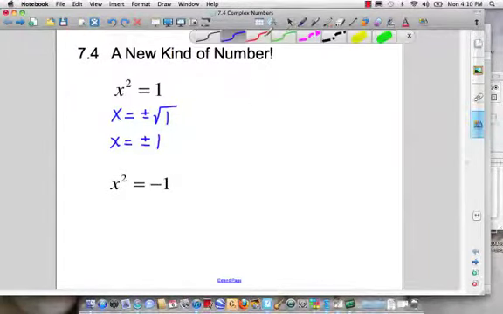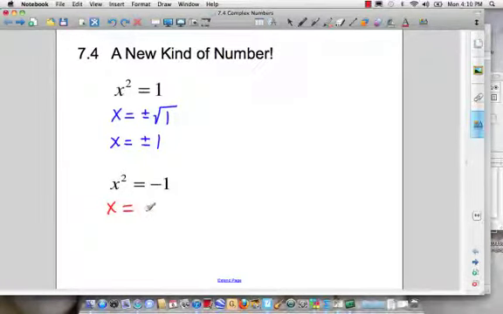Okay, so now we're going to look at x squared equals negative 1. I'm going to start the same way. I'm going to take the square root of x squared, that's x. I'm going to introduce a plus or minus, and I'm going to take the square root of this side. And then x equals, well, here's where we run into a problem. If you're trying to find the square root of negative 1, you're going to have a hard time finding it because the answer can't be positive, because a positive number will square to give you a positive number. The answer cannot be negative because if you square a negative number, you get a positive result.